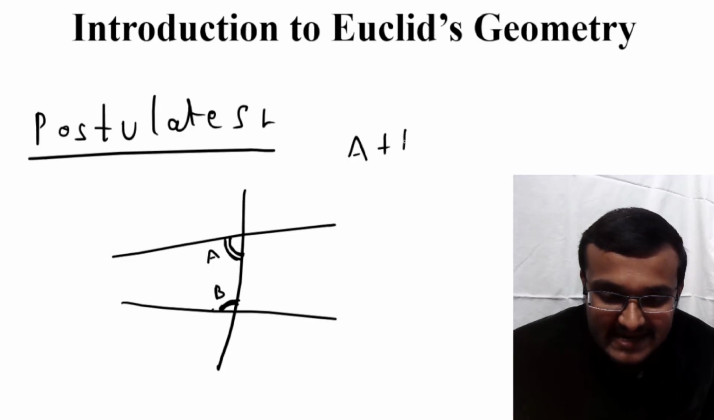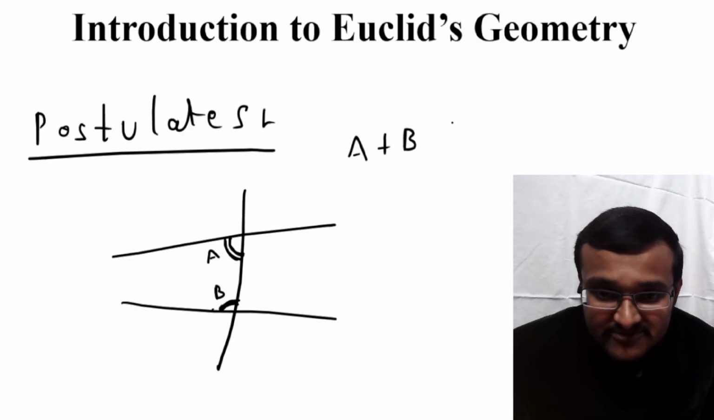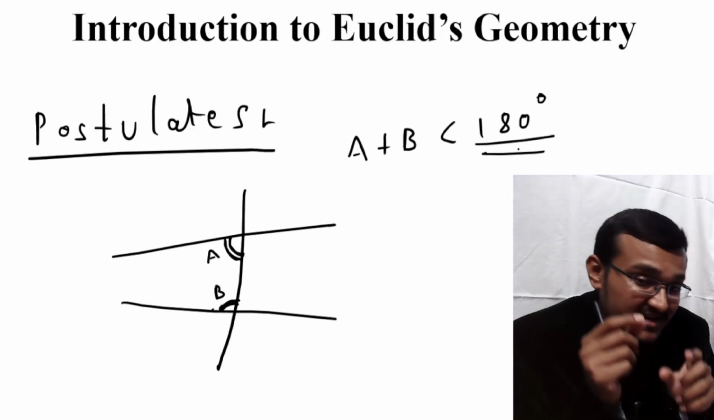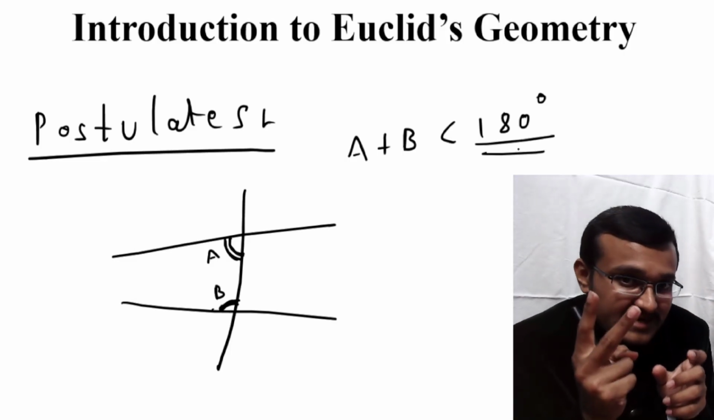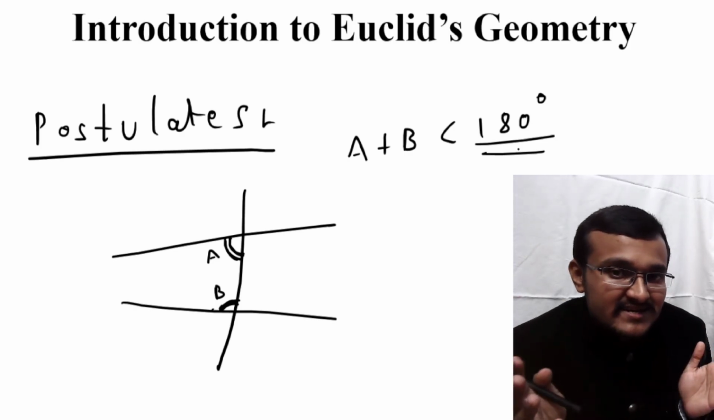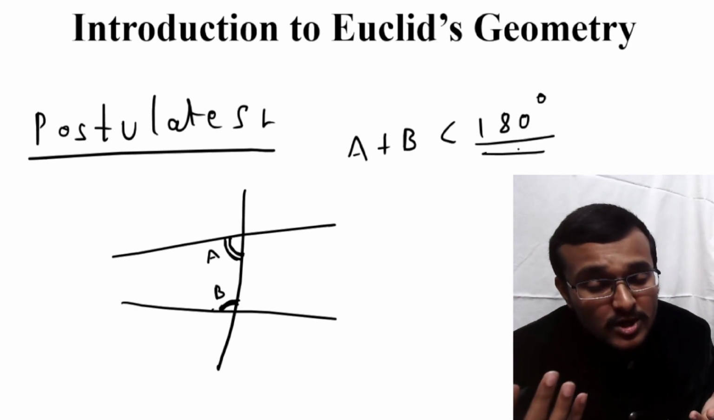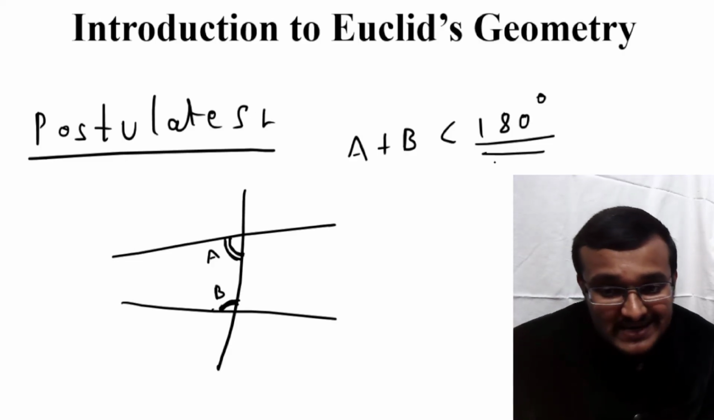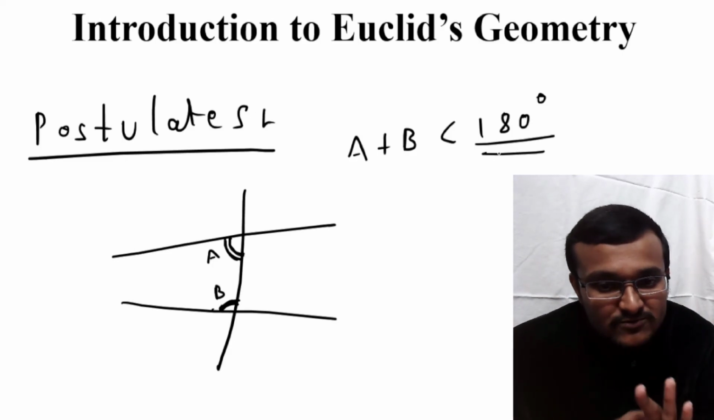Now if you add A and B together, and if it is less than 180 degrees, you should carefully observe that in the statement he says less than two right angles. One right angle is 90 degrees, two right angles means 90 degrees plus 90 degrees, that is 180 degrees. So less than two right angles means less than 180 degrees.